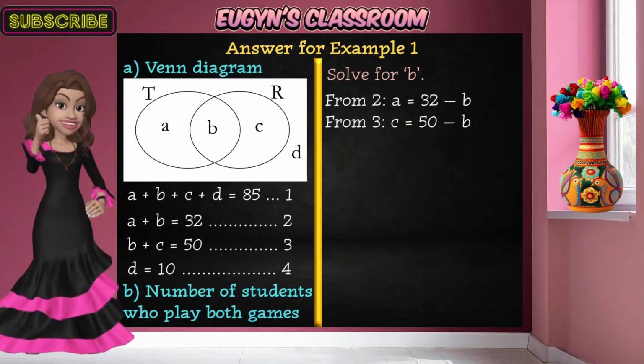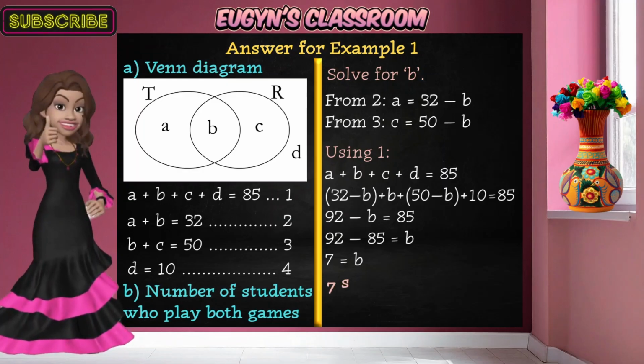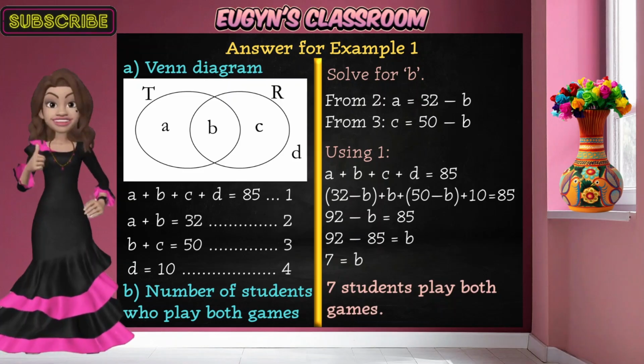Then we substitute the values for A and C in equation 1. Therefore, in equation 1, A will be 32 minus B, C will be 50 minus B, and D is 10. With that, we can solve for B. We find that B equals 7. That means that 7 students play both games.